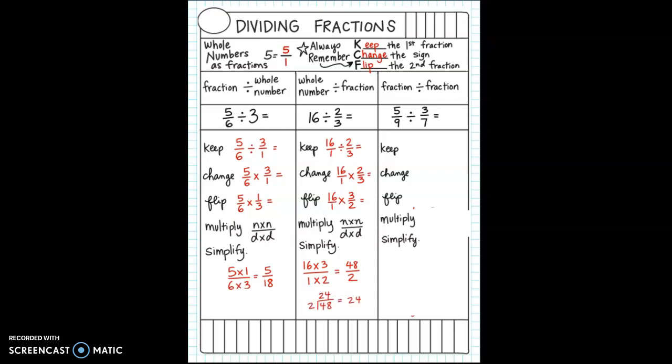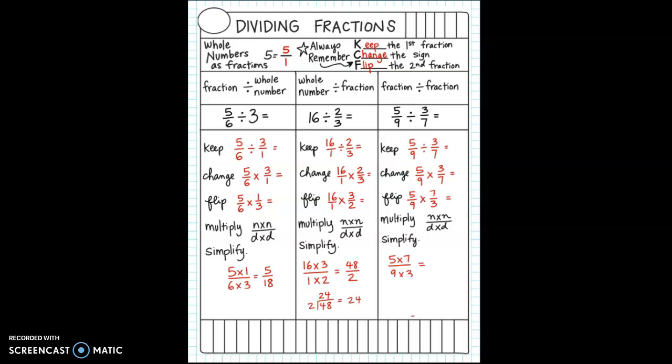Our third problem is a fraction divided by a fraction. 5/9 divided by 3/7. We're going to keep the 5/9 the same. Change the division to multiplication. Flip the second fraction to its reciprocal. 3/7 becomes 7/3. Multiply numerator times numerator and denominator times denominator. So 5 times 7 and 9 times 3.